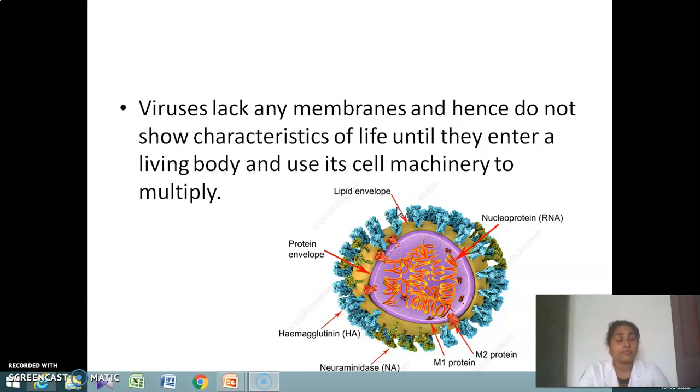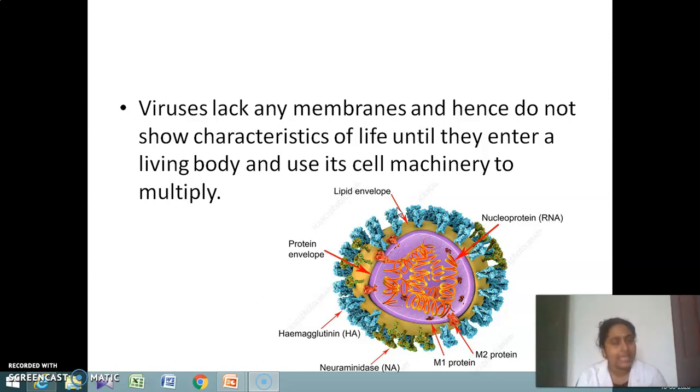Clear? Bacteria are prokaryotes, and they have a well-developed cell membrane. So we can use antibiotics. Antibiotics means against life, against the pathogenic organism. If we give antibiotics, what happens? We can break the cell membrane and kill the bacteria. It is easy, but it is not easy in the case of a virus.